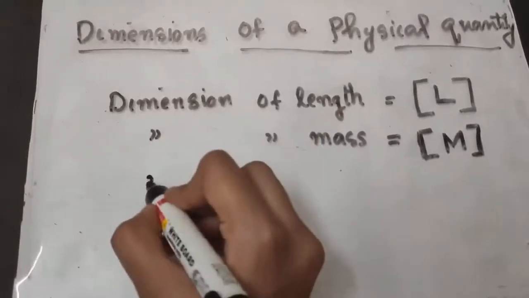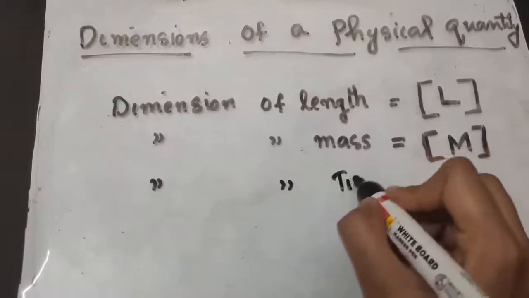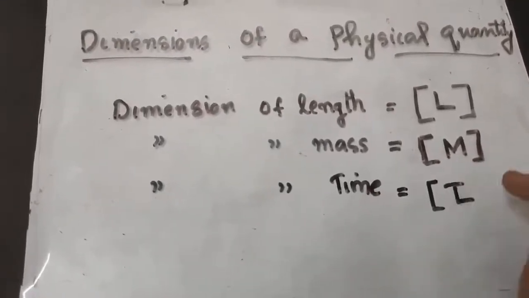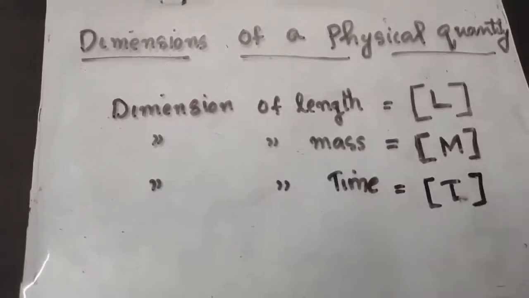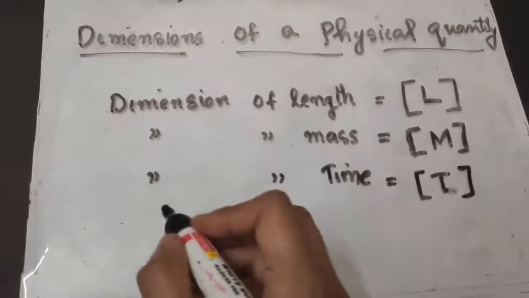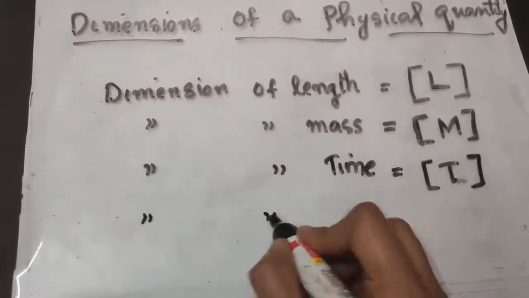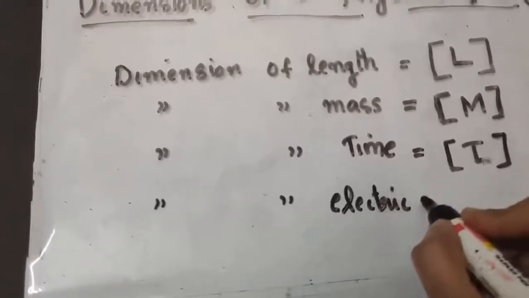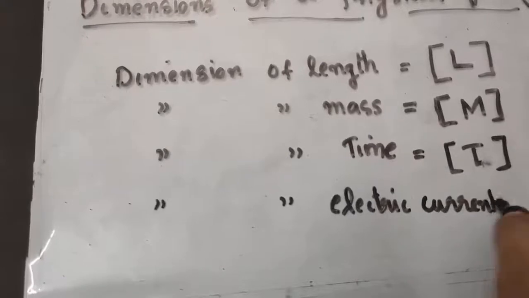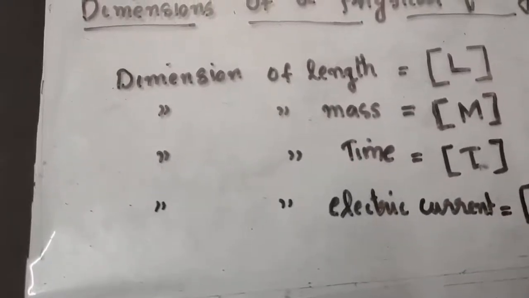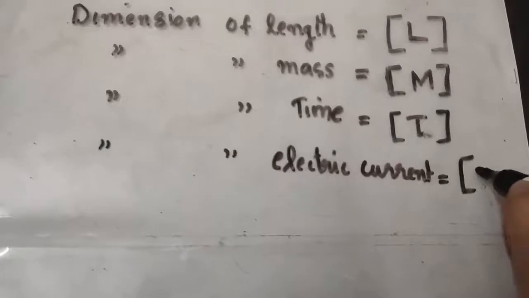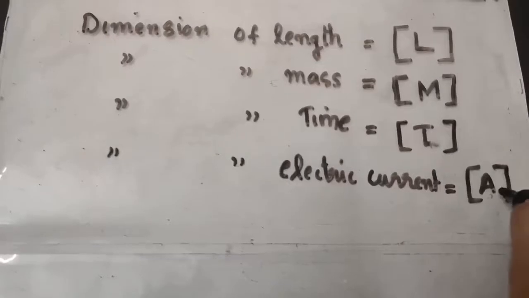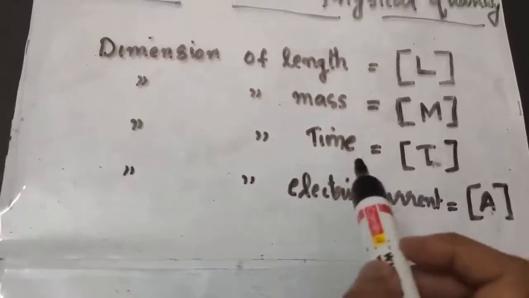Then another one is time. Time is the next fundamental quantity, and its dimension is capital T. Then dimension of electric current. Electric current is not I, it is square bracket A. Square bracket A represents the dimension of electric current.